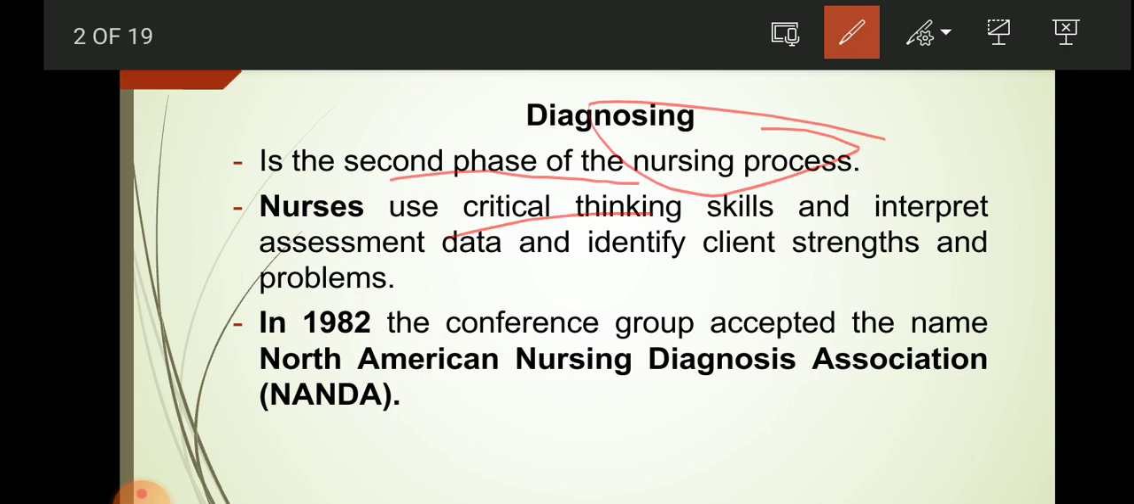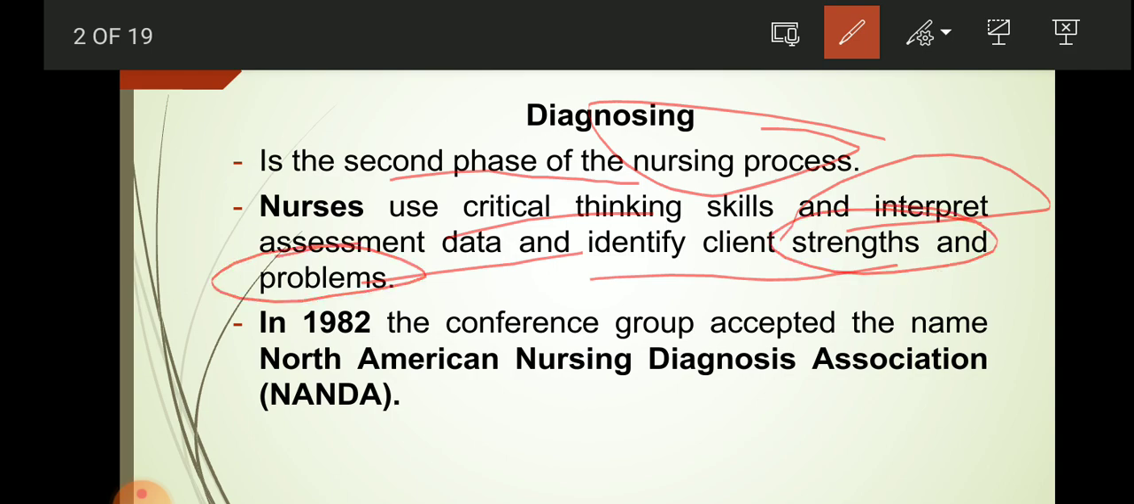So, the nurse uses critical thinking skills to interpret assessment data and identify client strengths and problems. So, we are done with our assessment phase. Out of your assessment, out of the data that you gathered from your patient or from the family, now you have to formulate your nursing diagnosis, okay?